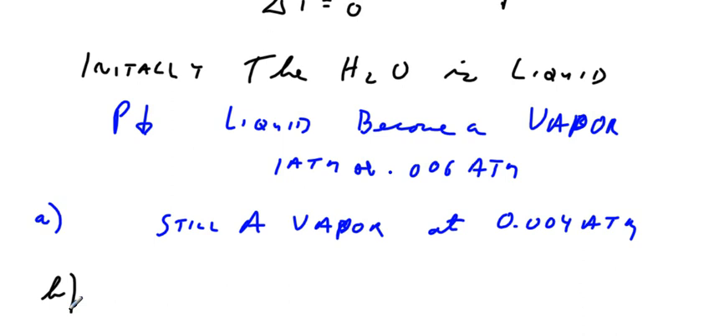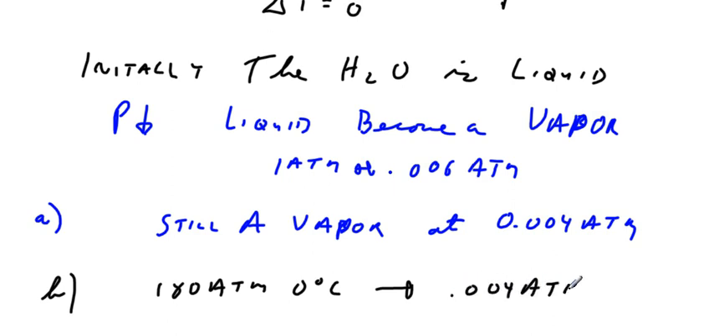We're going to repeat it again, and this time we're going to have the temperature fixed at 0 degrees centigrade. Assume that you hold the system starting at the initial conditions long enough for the system to stabilize before making any further changes. Okay, so we're going to go from 180 atmospheres, 0 degrees centigrade, and we're going to keep it there and go down to 0.004 atmospheres.